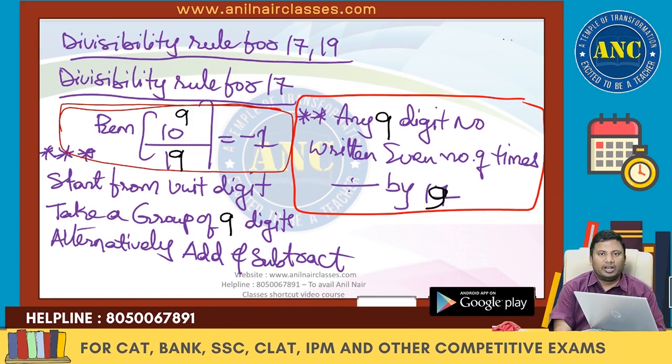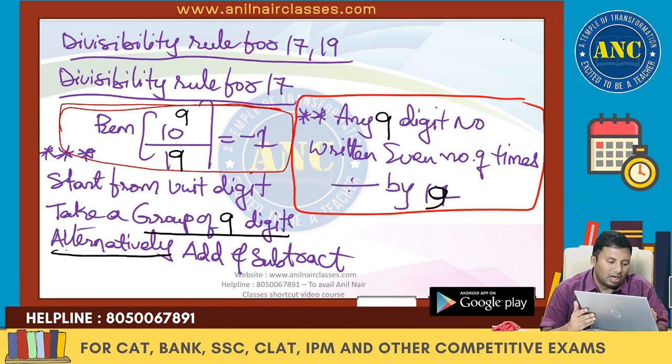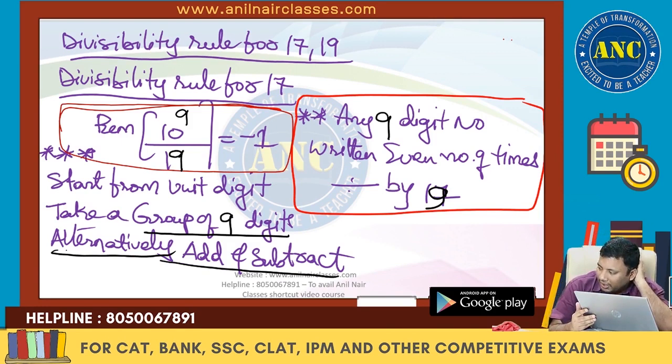Start from unit digit. Take a group of 9 digits. Alternatively add and subtract. Any 9-digit number written even number of times is always divisible by 19.